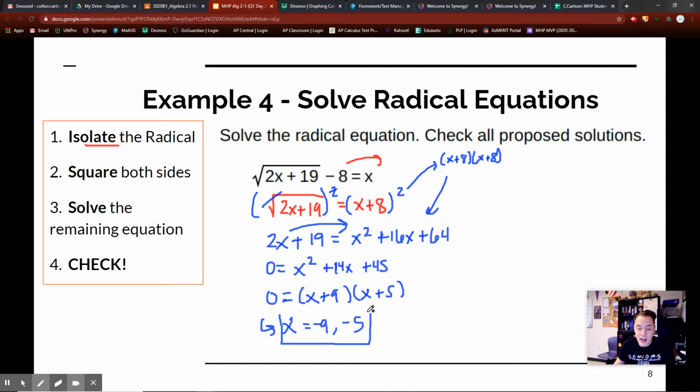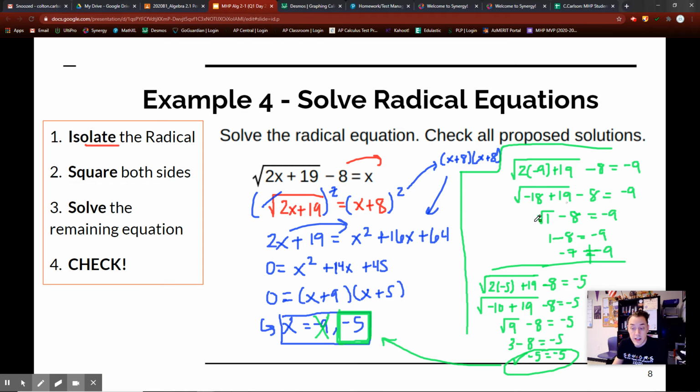Now, for the sake of time, I'm going to actually just allow you to check it yourself. I'm not going to check it for you. But after you check it, after you plug these values in, you actually get negative 9 to be an extraneous solution. Okay? In fact, I'll just show you it real quick right here. All right, so that's how you would check it. I'm not going to go through that. I've explained how to check it many, many times.